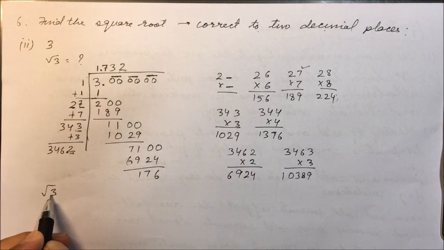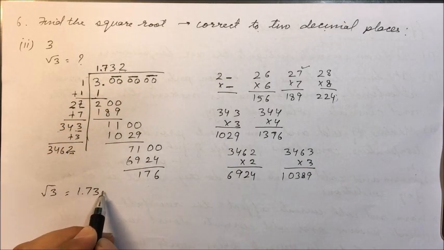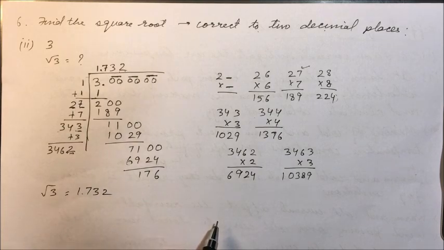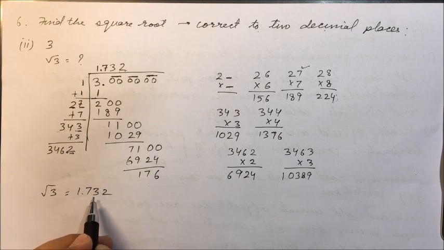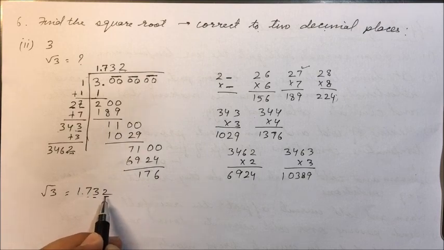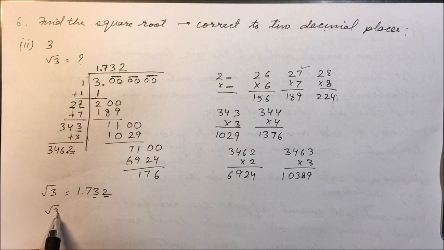So root of 3 equal to 1.732. Now we'll correct it to 2 decimal places. This 2 will be discarded. It is less than 5, we discard it. So root of 3 equal to 1.73. This is our answer, corrected to 2 decimal places.